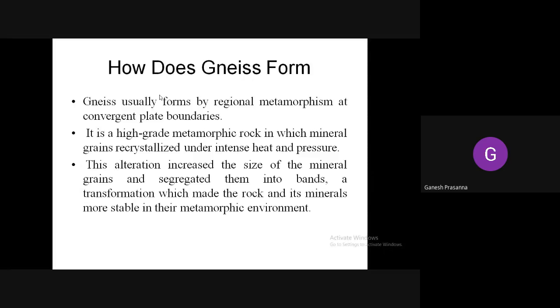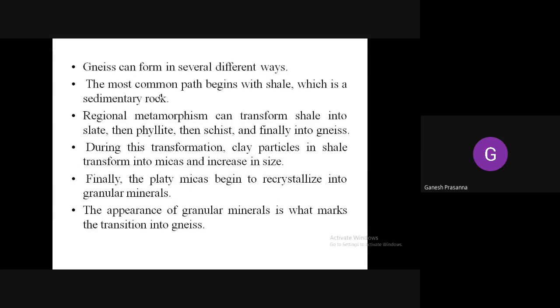You cannot expect that amount of heat and pressure on the surface of the earth. The surface of the earth has minimal heat, pressure and temperature, but excess heat, pressure and temperature are found only at convergent plate boundaries, where two plates collide and a lot of energy is released. That energy is utilized for this rock to be formed. So it forms in different ways also.